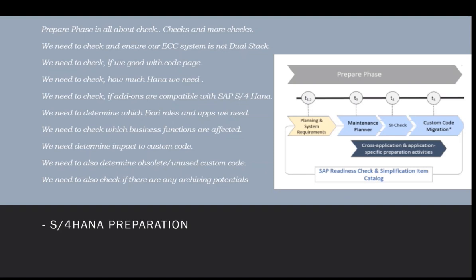How much HANA we need: since the HANA database depends upon the memory we use in the database, there are different types of license we need, like infos and uninfos. So we have to decide prior to converting the system to S/4. Add-on compatibility and Fiori roles we have to decide. Custom code analysis is the main check, which needs to be done with the help of the ABAP plus the functional team. If there is any unused custom code which is not relevant to the S/4 target system, it should be removed before converting the system.